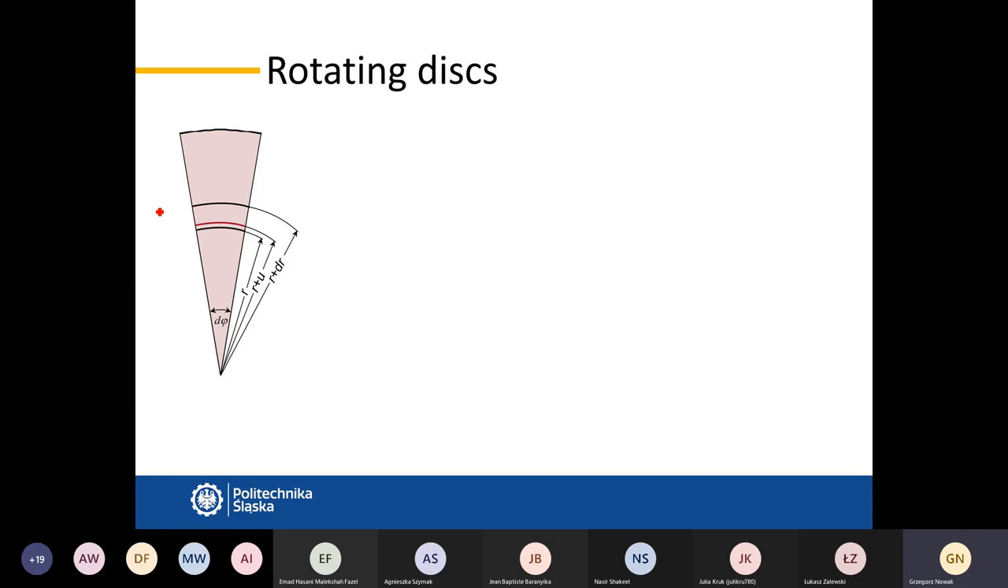Of course, this piece also grows. So the black one moves now while the object rotates to a further distance from the axis of rotation. It is r plus dr plus u plus du. So this piece grew, and also this piece grew. So that's why there's this additional du here.